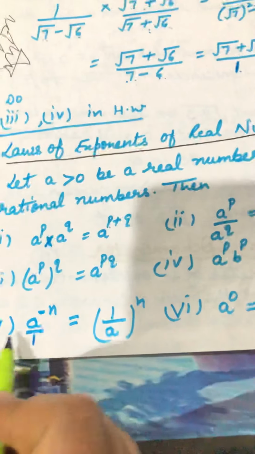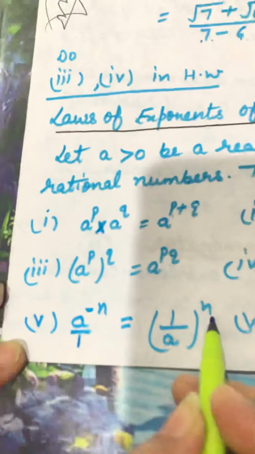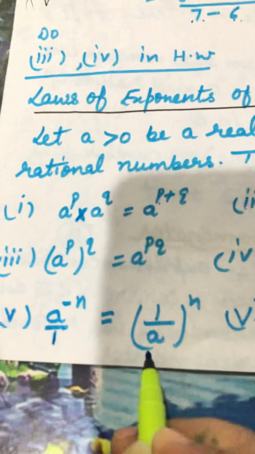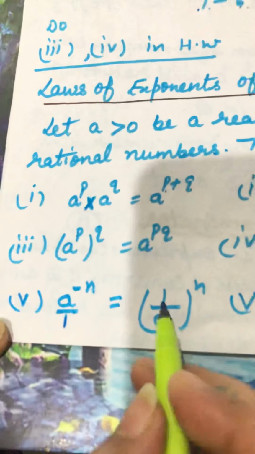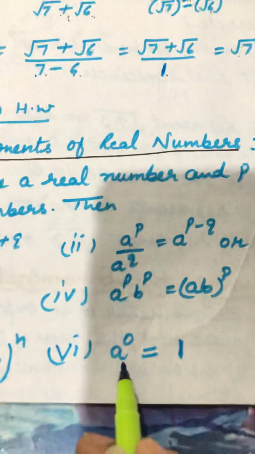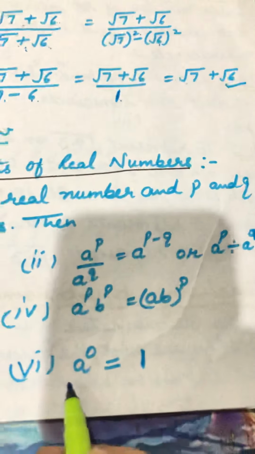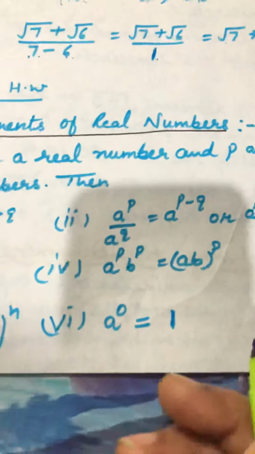And fifth law is when exponent is negative, to make the exponent positive, we always reciprocal the base. So a raised to power minus n can be written as 1 by a whole power n. And sixth law is, it is a very common law, a raised to power 0 equal to 1. Anything raised to power 0 is 1. Now on the basis of these laws, we can solve exercise 1.6.